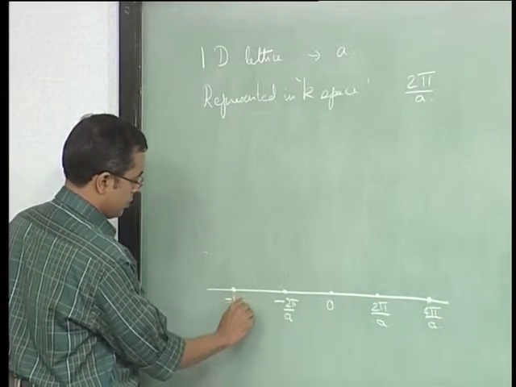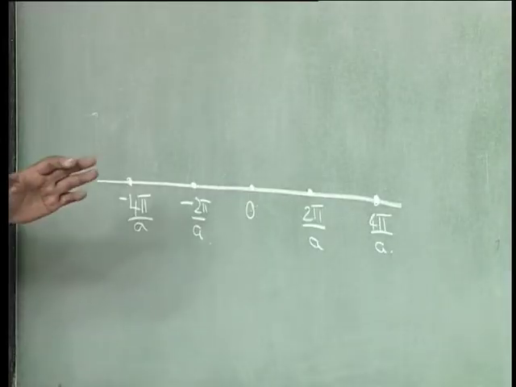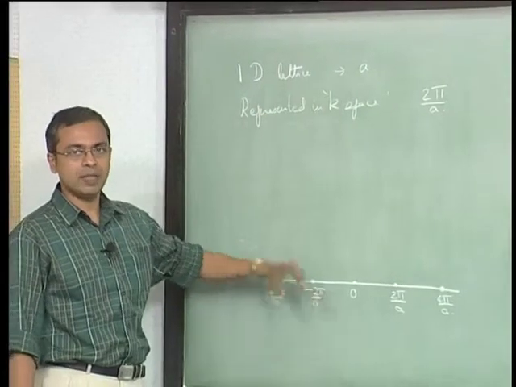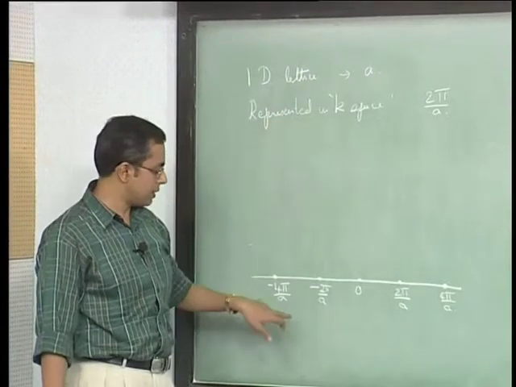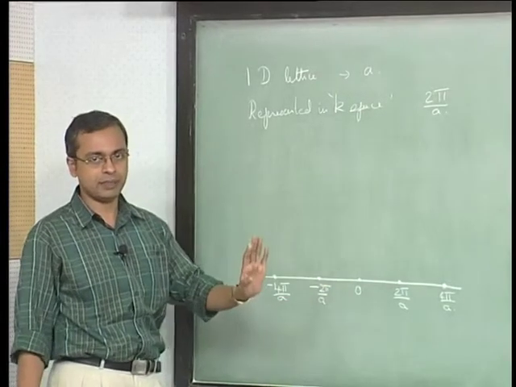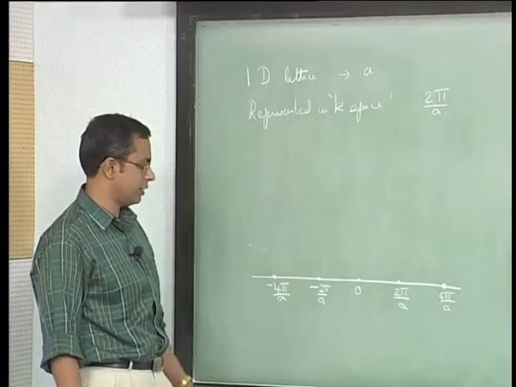So this is the representation of the periodicity of the lattice in K space. A lattice of periodicity A has now been represented in K space with these 4 points. I have just taken 4 of those points and represented them here. Okay, so that is all we have done, and you have to include the origin, so 5 points if you wish.